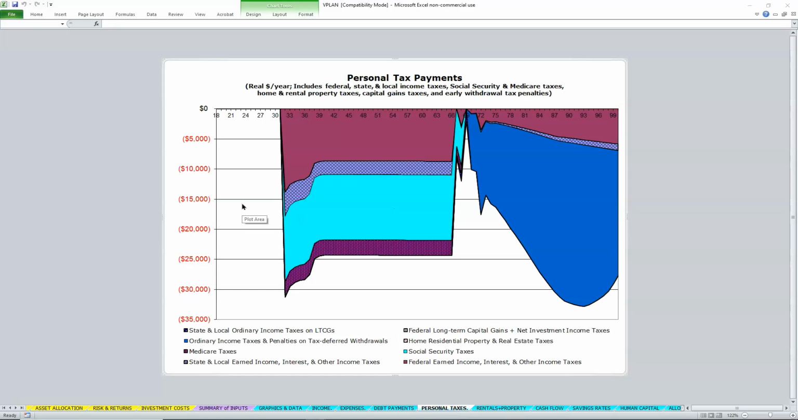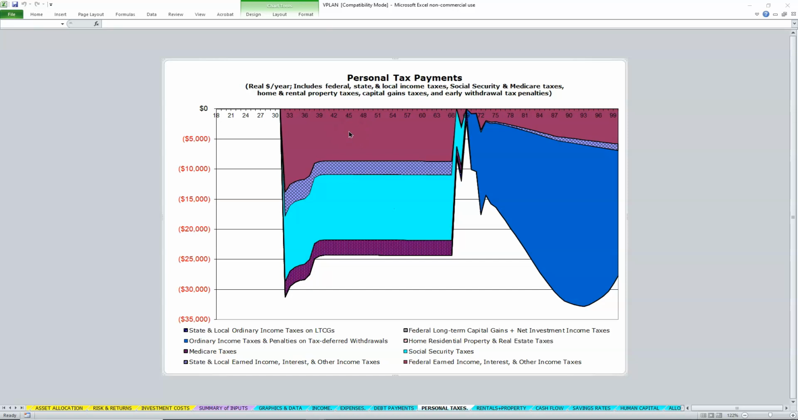VeriPlan automatically projects lifetime tax payments in 8 separate categories. This couple's projection is subject to 5 of these 8 tax categories. During their working years, this couple pays federal income taxes, which are in the maroon area.